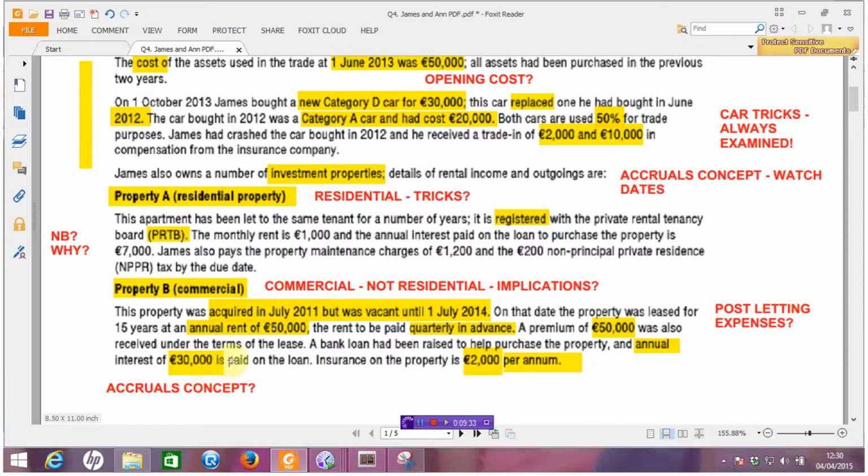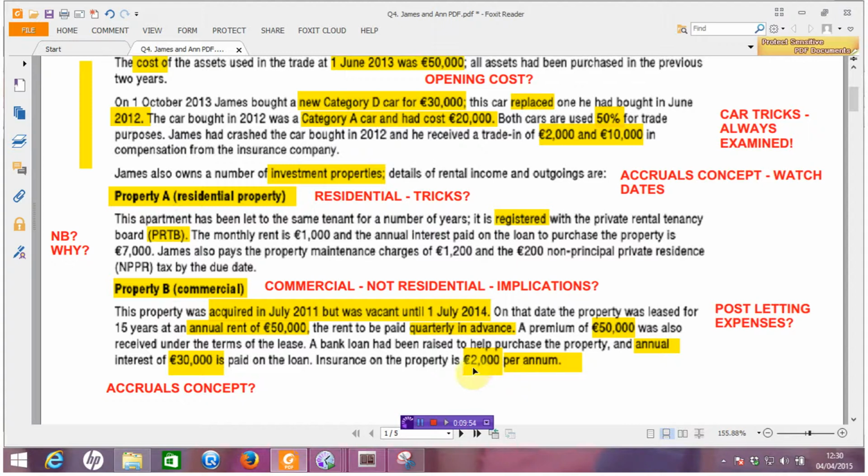And you remember the point that I made above about post-letting and this idea of the property only being let from 1st of July. If the annual interest is 30, then we've got to take a proportion of that, in effect half, and say, well, that's the allowable amount. Okay. Same thing with the insurance. This is this old trick with dates and the accruals concept.